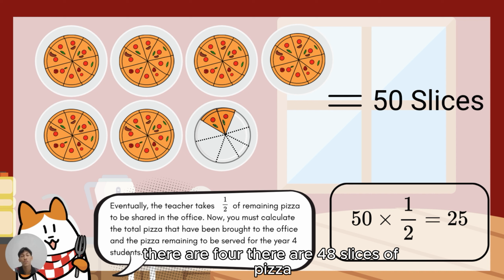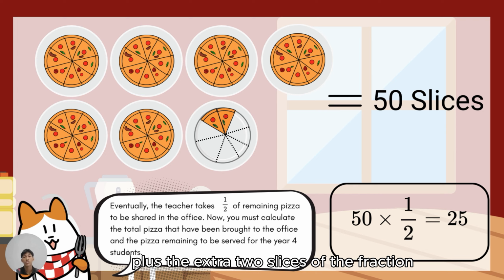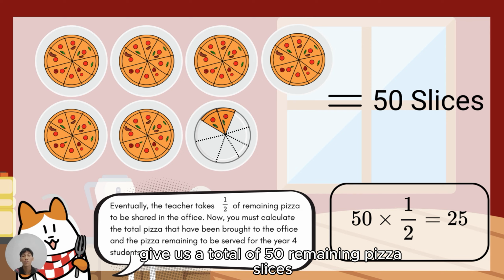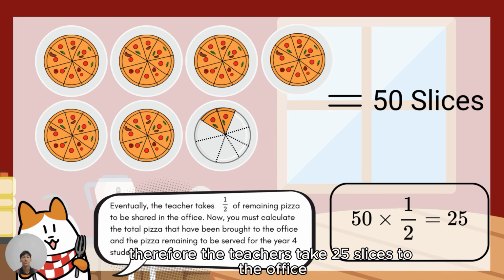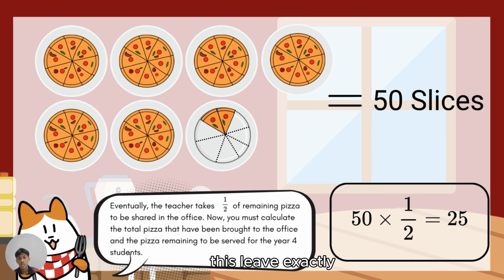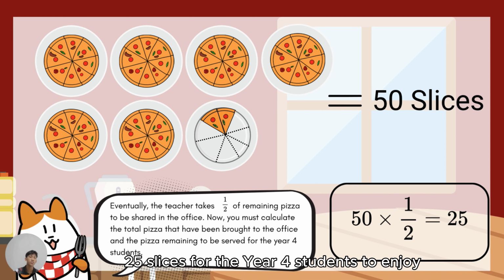There are 48 slices of pizza, plus the extra two slices from the fraction give us a total of 50 remaining slices. The teachers take exactly half, so half of 50 is 25. Therefore, the teachers take 25 slices to the office. This leaves exactly 25 slices for the Year 4 students to enjoy.